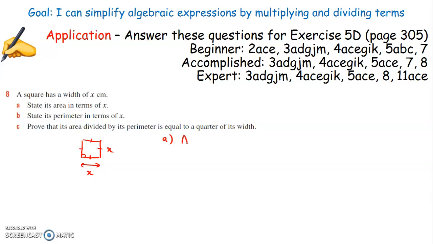Now, the area for a square. A square is just a special rectangle, okay? For a rectangle, the formula is width times length, and for a square, it's going to be length times length, or width times width in this case. So if the length is x, then we have x times x. And so x times x is going to be x squared.